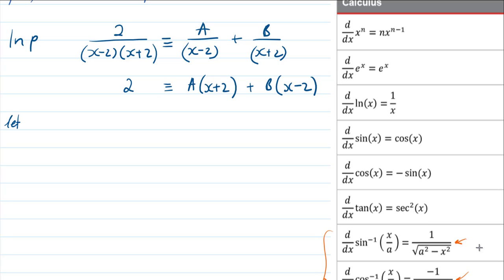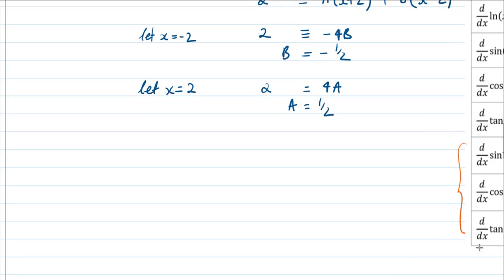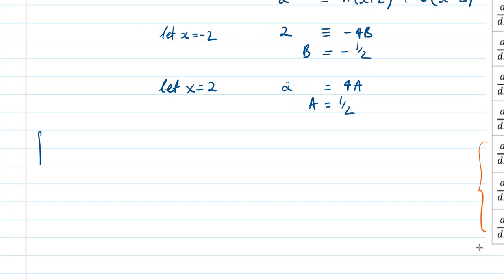I'm going to say let x equal negative 2, and I get 2 is identical to negative 4B, which means that B is equal to negative a half. And then I'm going to let x equal 2, and I get 2 is equal to 4A, and then the B disappears, and that's not the right a, it should be a capital A, and of course A then equals a half.